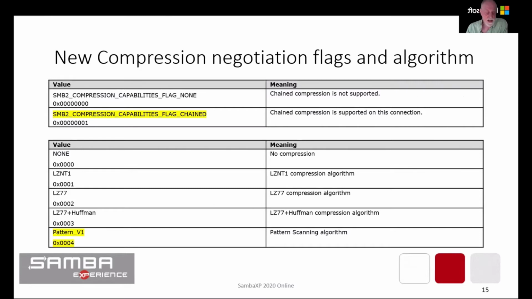Compression negotiation flags and algorithms. So this is the flag, capabilities flag chain. This is what's exchanged in the negotiation. And the new algorithm is called pattern V1. They're highlighted at the bottom of the list. It's a pattern scanning algorithm that I'll talk about in just one sec. But this is the only change to the negotiate.